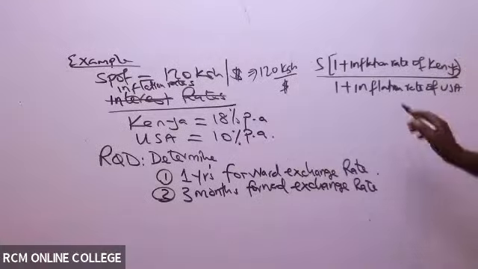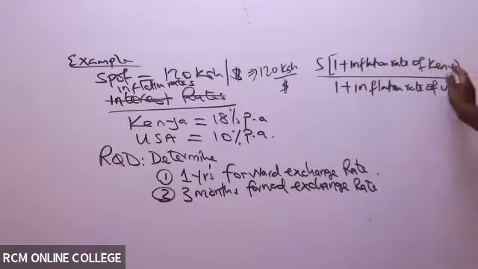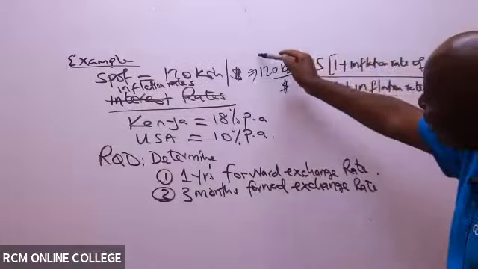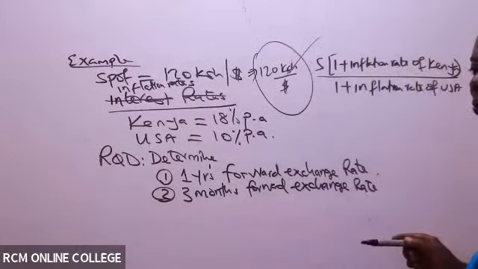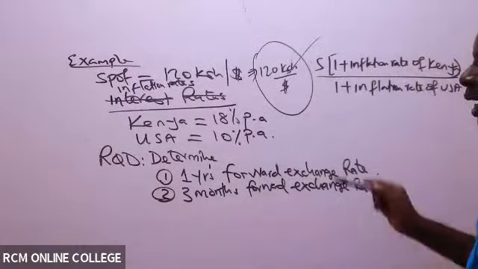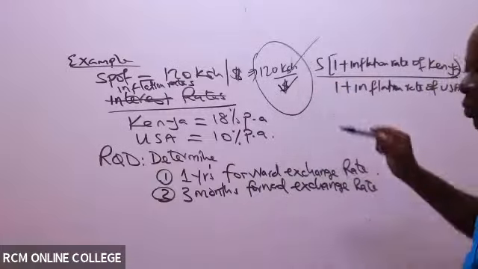I could have even said here inflation of country A, inflation of country Z, inflation of country Y. It's about you just observing this. If you observe this, you'll be able to see Kenya is on top, and then America is at the bottom here.